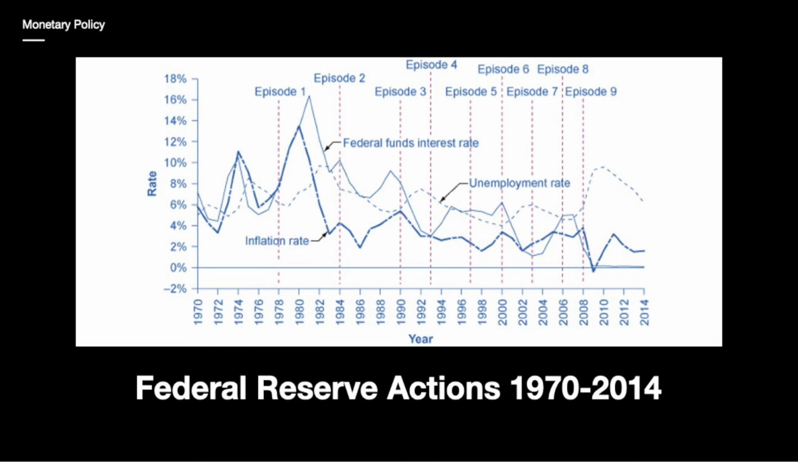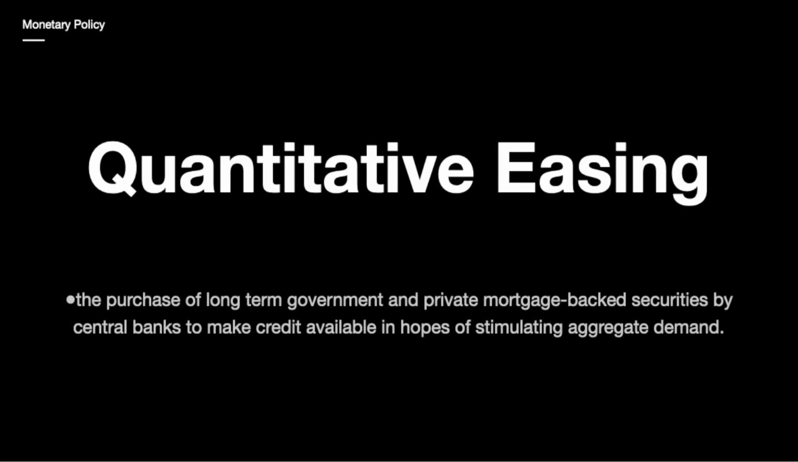Federal Reserve actions over the past 4 decades. Through the episodes here, the Federal Reserve typically reacted to higher inflation with contractionary monetary policy and a higher interest rate, and to higher unemployment with an expansionary monetary policy and a lower interest rate. Quantitative easing, or QE, is the purchase of long-term government and private mortgage-backed securities by central banks to make credit available in hopes of stimulating aggregate demand.